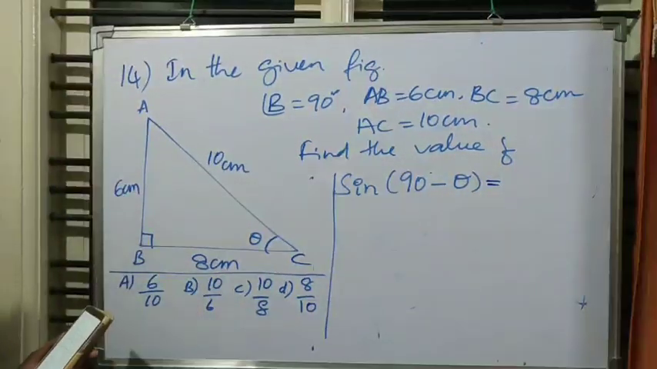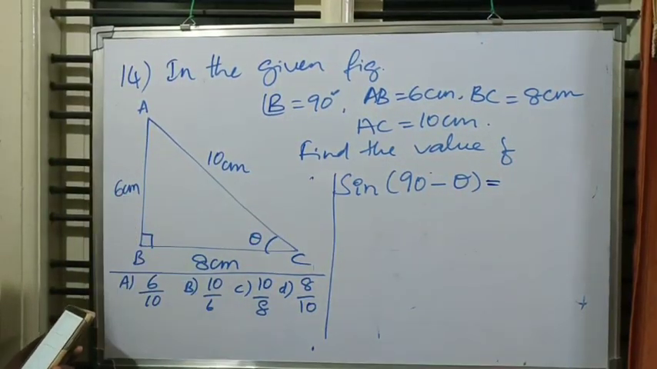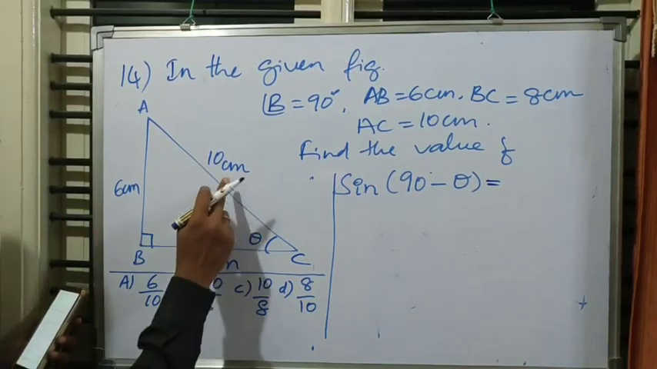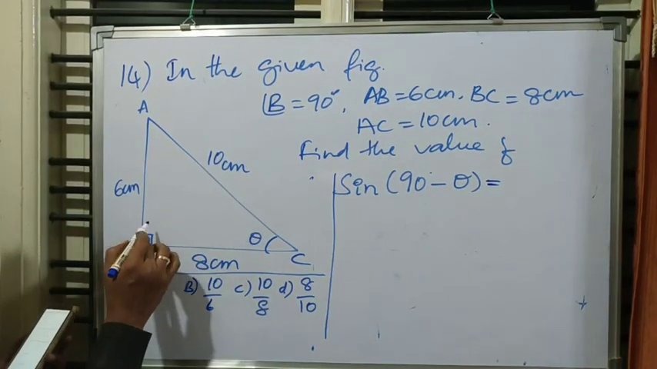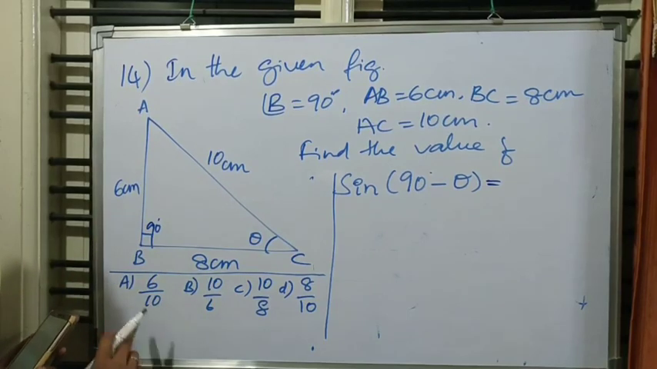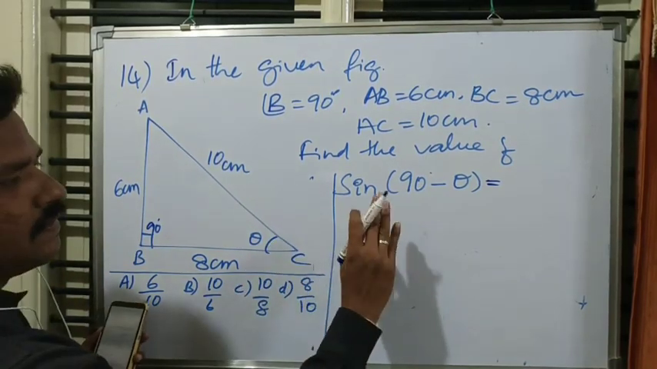Here you are observing the diagram. There is 6, 8, 10 and theta. You know that it is a 90 degree, I mean a right angle triangle. So the options are like this. How to find this? Very simple.